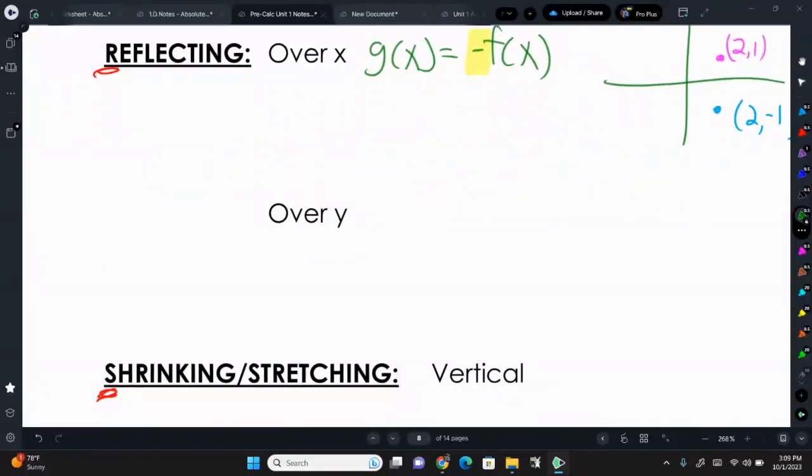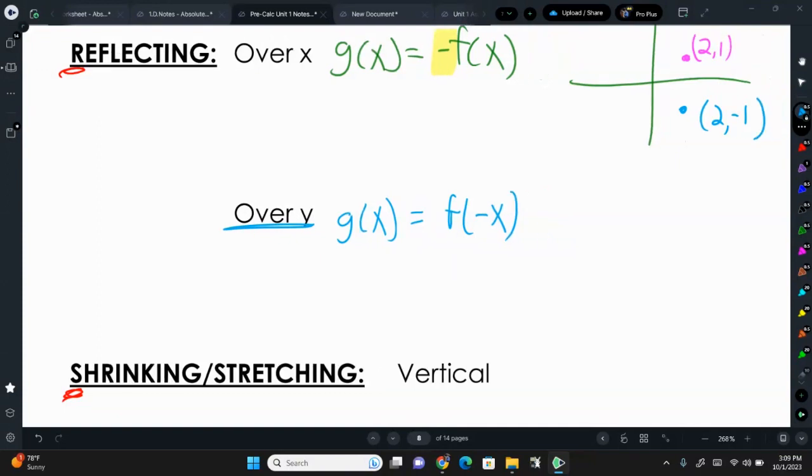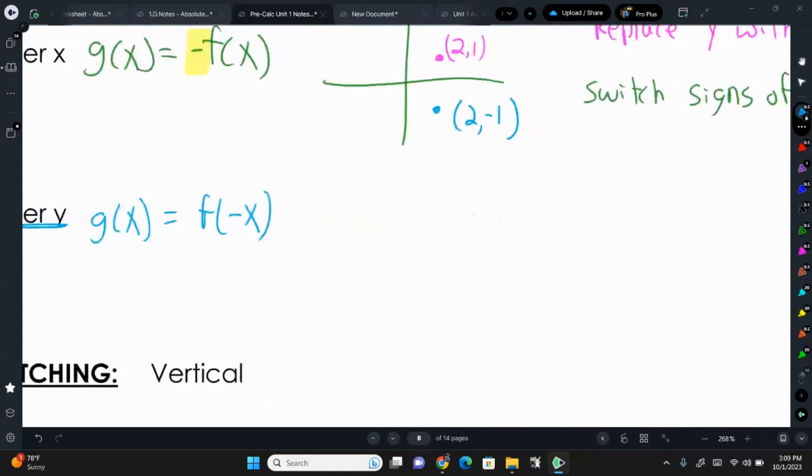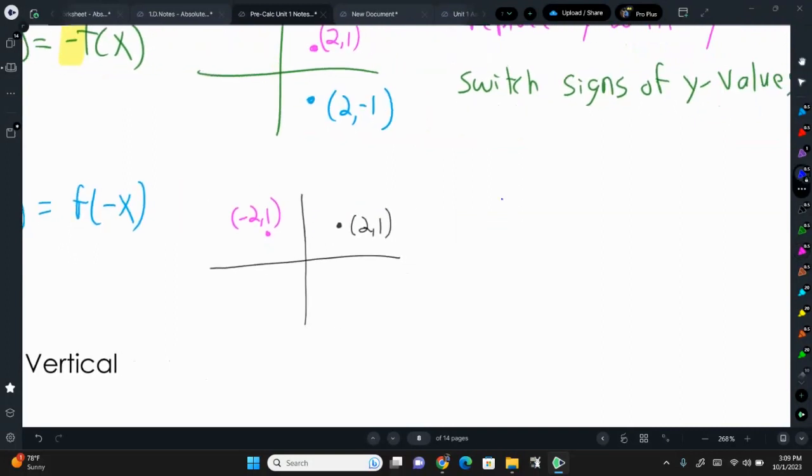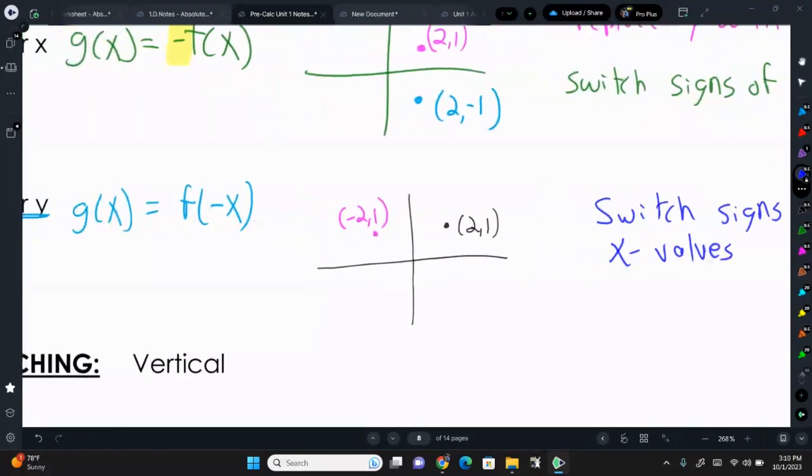Now, reflecting over the y-axis, that's new for us this year. We haven't done that before. So what that will look like is that our g of x function, our new function, is going to be f of -x. So reflecting over the y-axis, our x-coordinates will change sign. So if I have a picture like this, and again the point 2, 1, the reflected point will be -2, 1. So switch signs of the x values. Right, like I said, that's new for us this year.